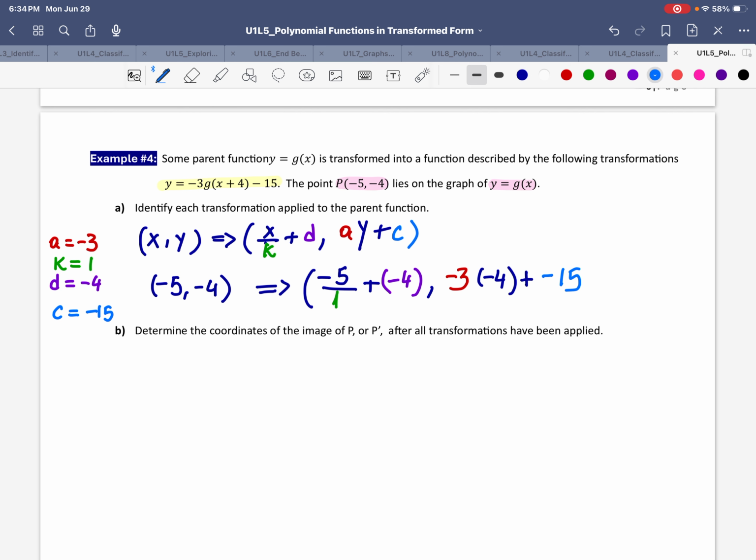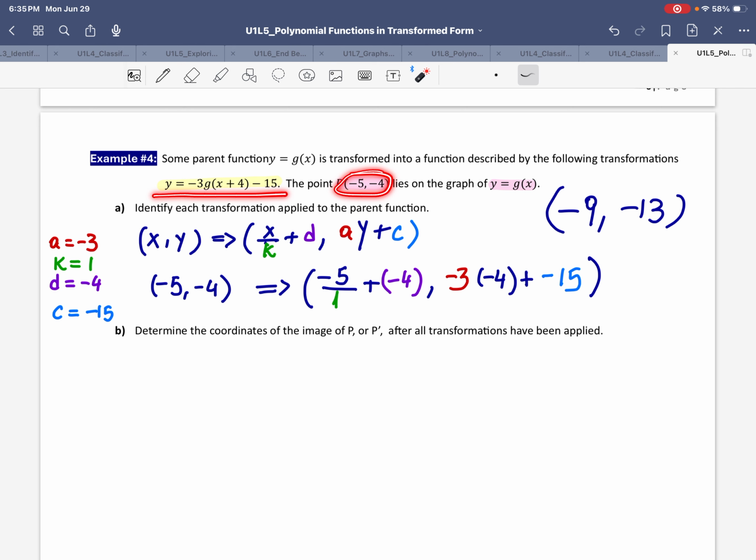All we have to do at this point is simplify. So as you can see, we have -5 plus -4. That would make -9. And here we have +12 minus 15, which is -3. So when this point undergoes the transformations according to this function, the image coordinates will be -9, -13.